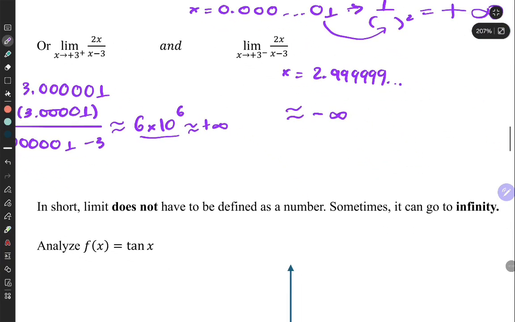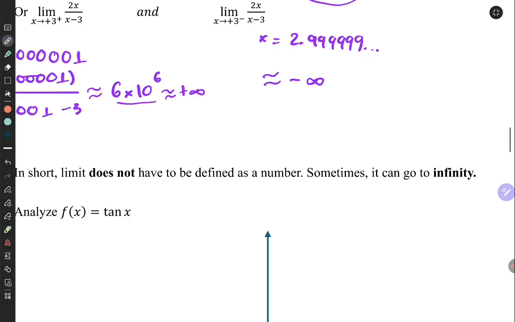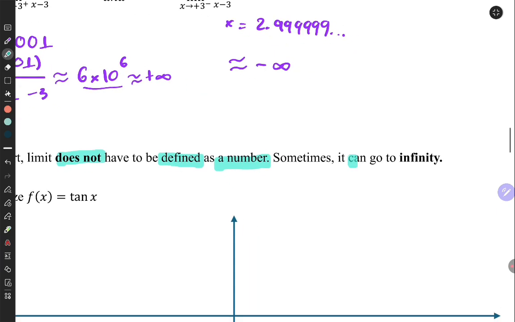So in short, a limit does not have to be defined. That's what I'm trying to say. When you say defined, it doesn't mean it has to be exactly a specific number, a constant. Defined in this case could be infinity. Going to infinity is technically some achievement already. It's still better than DNE. Okay.